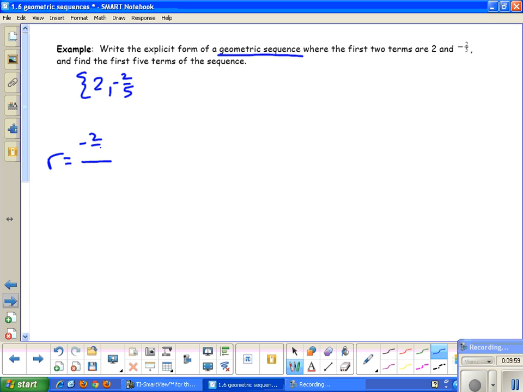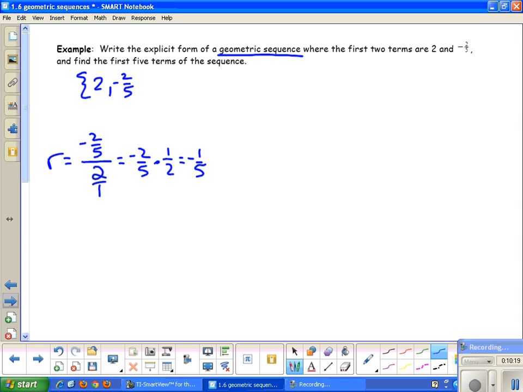So negative 2/5, I'm dividing that by 2. So that's the same thing as negative 2/5 over 1, times 1/2, which would be equal to negative 1/5. So that's my common ratio. So for this, that means each time I'm taking the preceding term and multiplying it by negative 1/5.